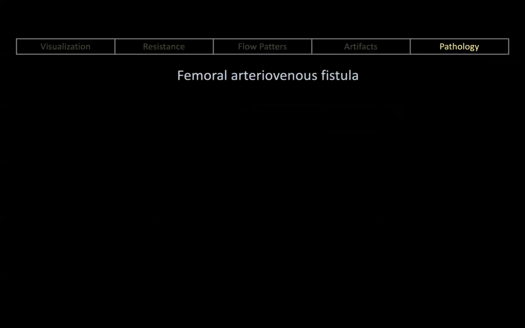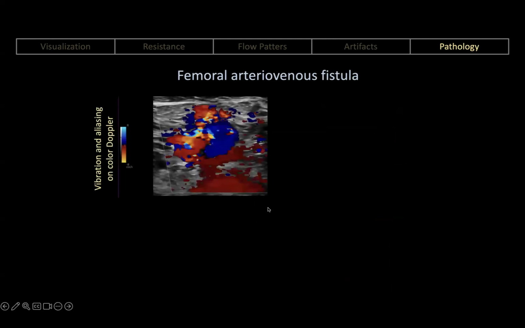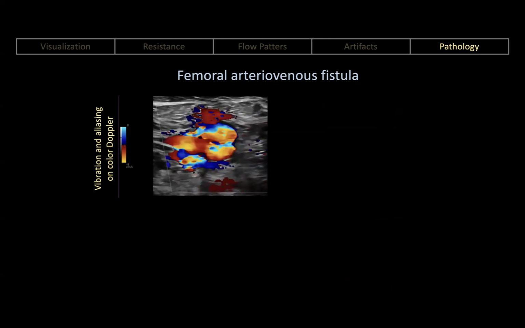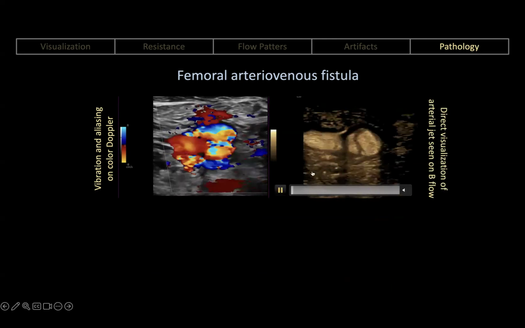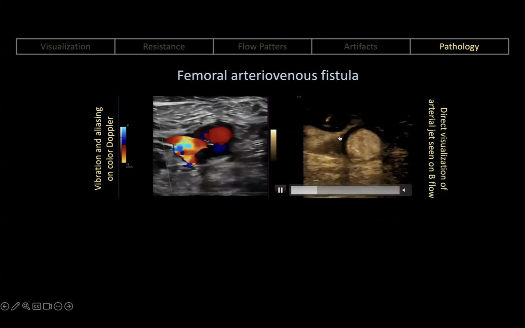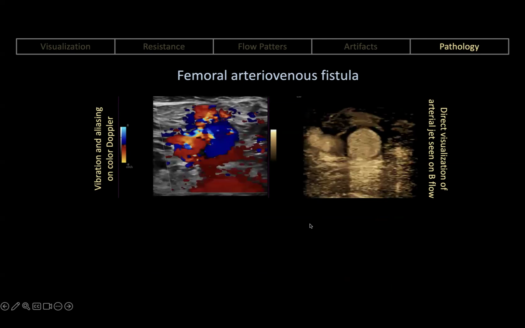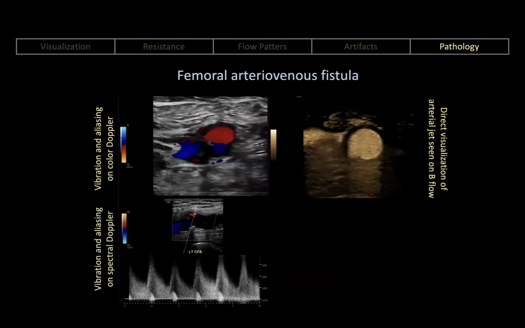Here's another arterial venous fistula that's in the femoral artery. Here we can see on the Doppler image, every time there's systole, there's tissue vibration that also goes on there, indicating that there may be some pathology going on. Here's a nice indication of the feeding vessel. It's this tiny vessel that's going into this arterial venous fistula. You can see it on B flow.